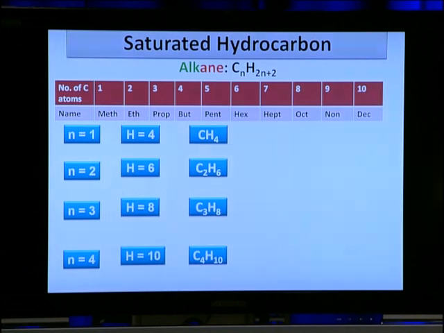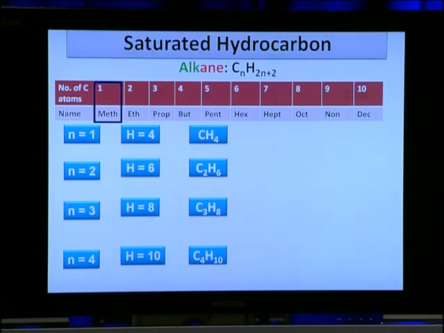But then how to name these compounds? It's quite interesting to name the compound. Let's see how we name those compounds. CH4, C2H6, C3H8, C4H10, what could be their names? Basically, naming of hydrocarbons is based on the number of carbon atoms. So I have the table here.